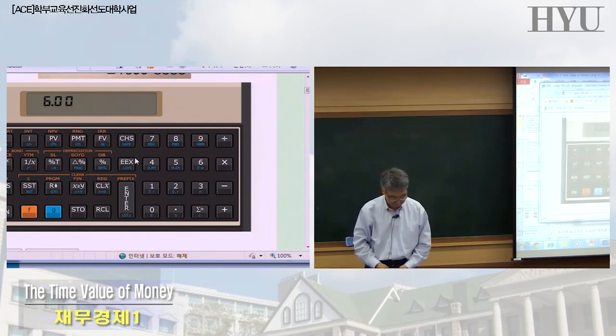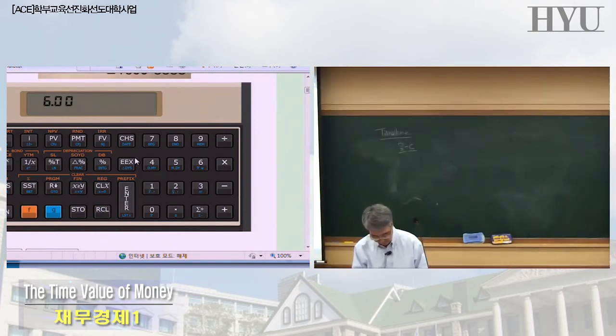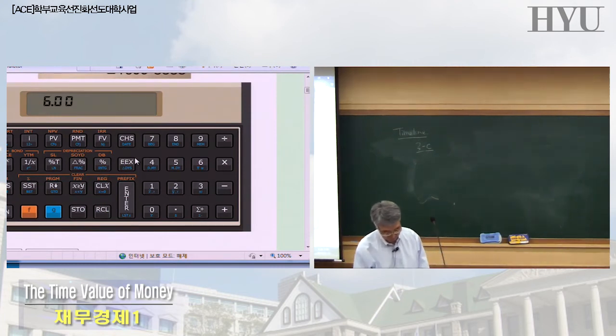Okay, so here the question is, what is the present value of 800 to be received at the end of 8 years, assuming the following annual interest rate? 4% discounted annually. You know what to do. Okay?